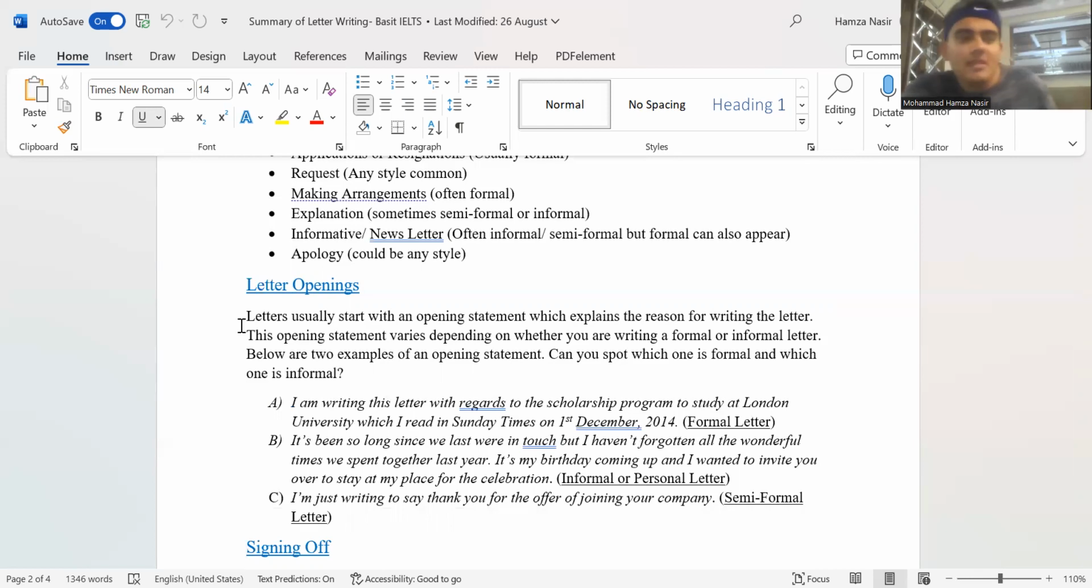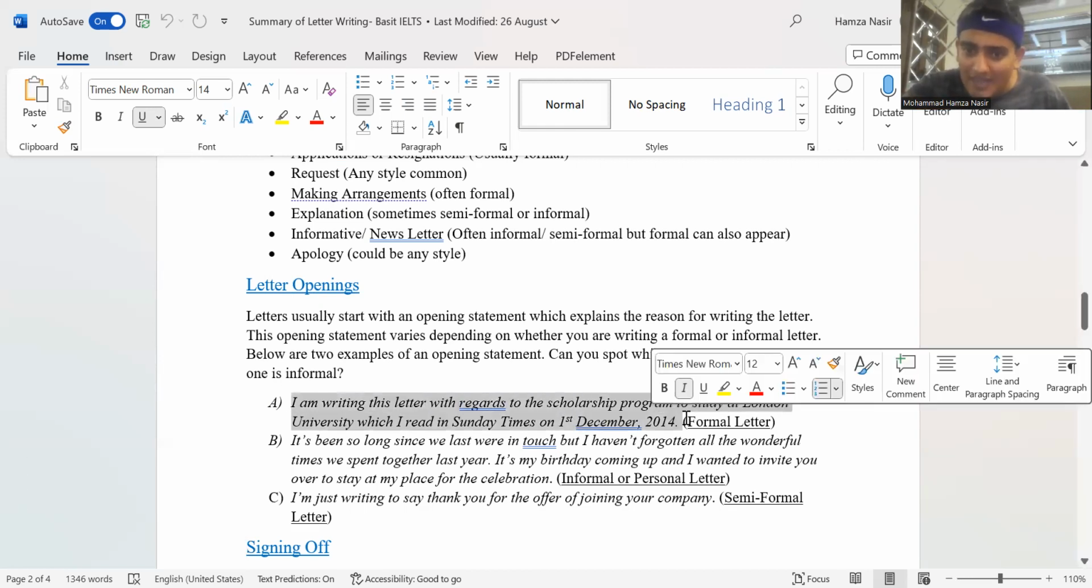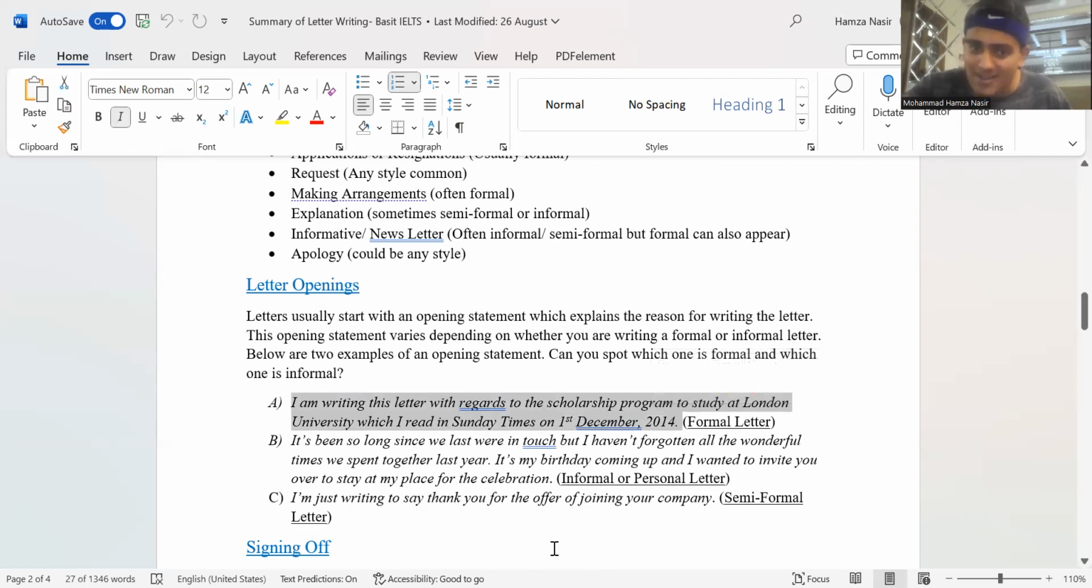Letters usually start with an opening statement which explains the reason for writing the letter, right? The opening statement varies depending on whether you're writing a formal letter or an informal letter, and we can look at some examples. For example, statement number A says: I'm writing this letter with regards to the scholarship program to study at London University, which I read in the Sunday Times on the 1st December 2014.